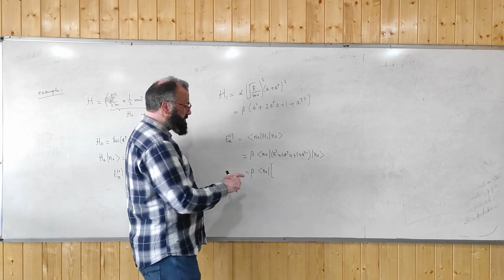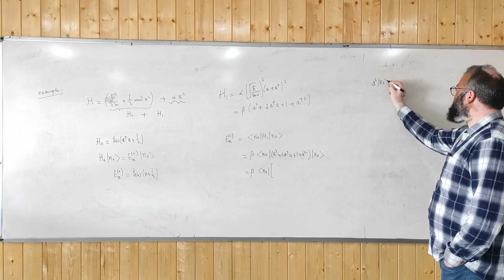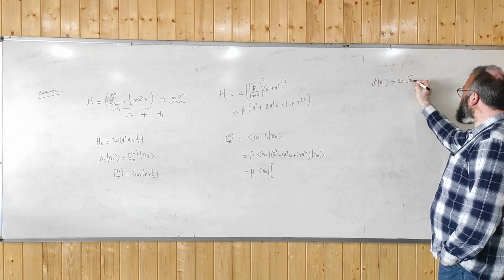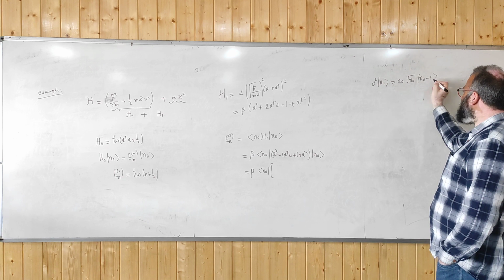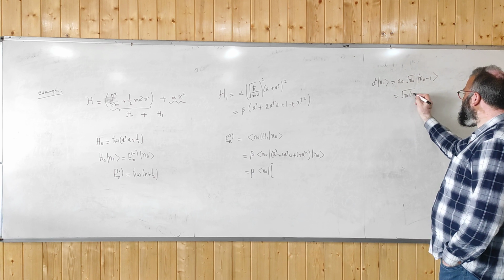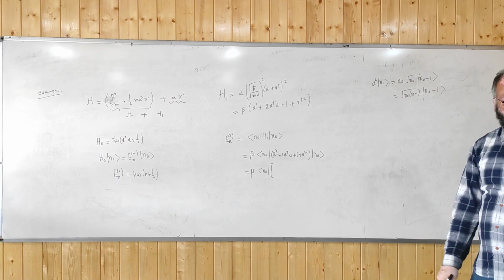Clear? So let me show. You have a square acting on |n0>. So a will act on |n0>, and you will get |n0 minus 1>. Then you apply the other a on this, so you have |n0 minus 1>, and it will be |n0 minus 2>. Clear?